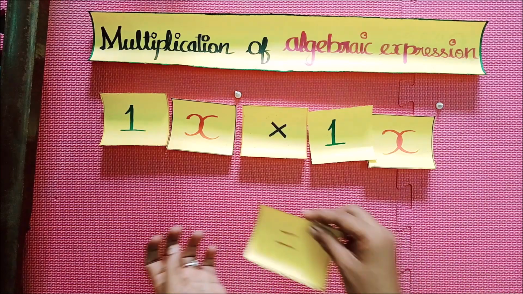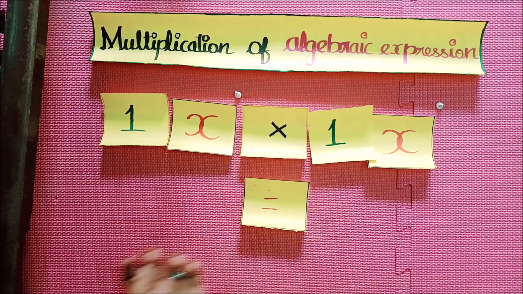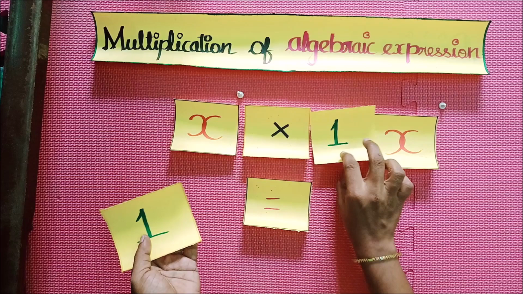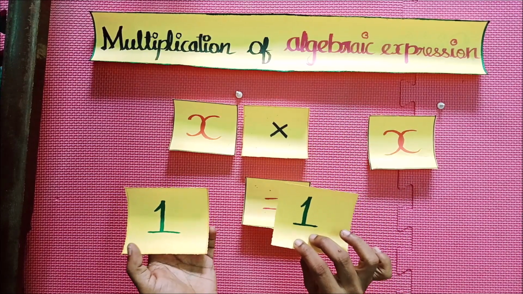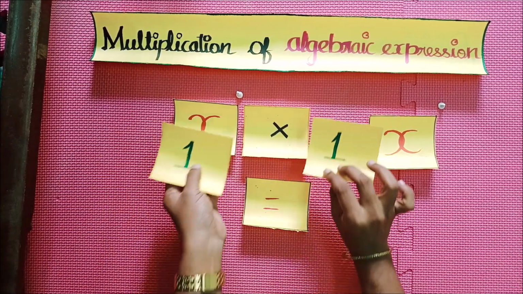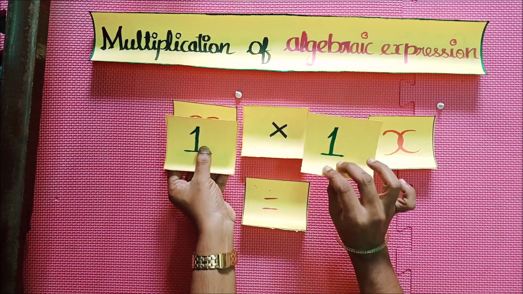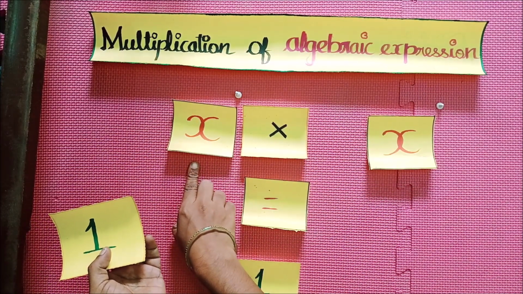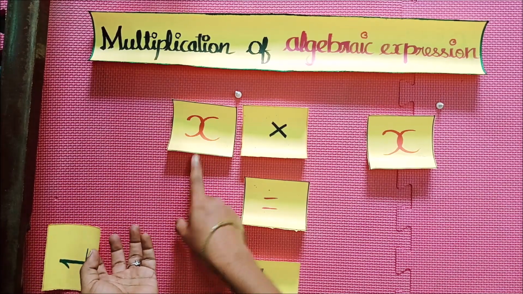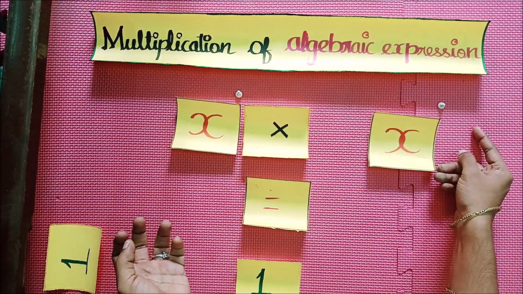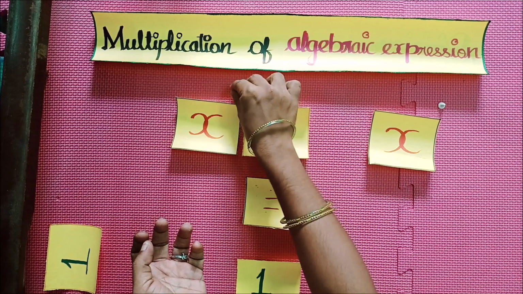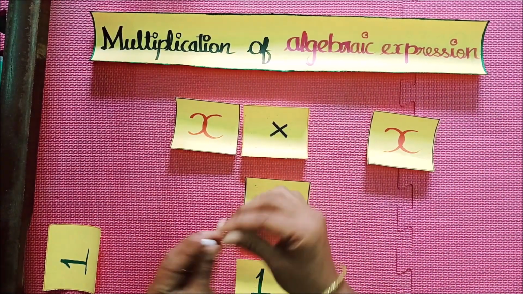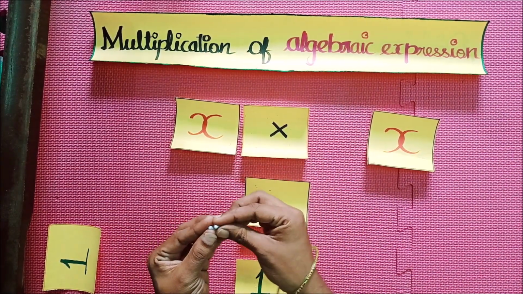So what will be your answer? You have to multiply first the numerical terms. What are the numerical terms? 1 into 1. So what is 1 into 1? 1 into 1 is equal to 1. And look at the next term, the variable. What is the variable? x power 1 into x power 1. So powers must be added. You can take these beats and add together.